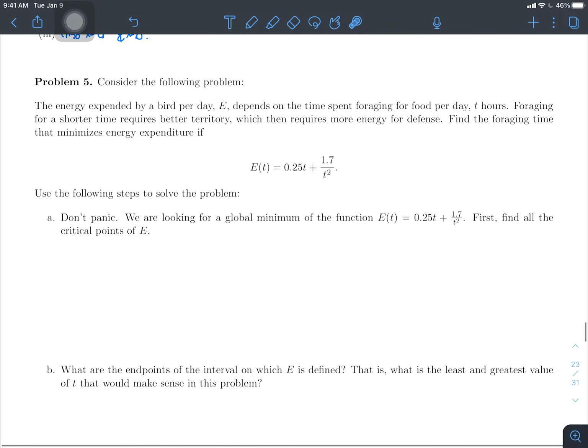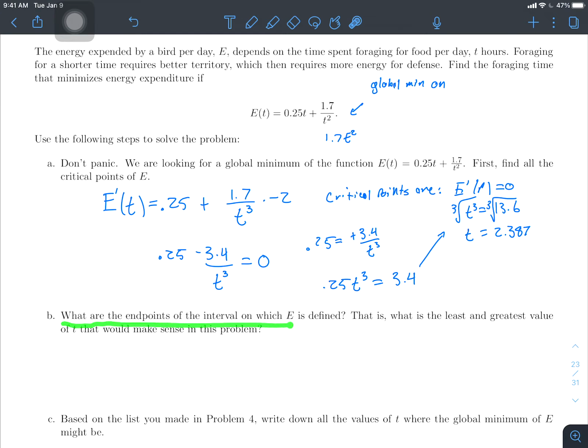And now our next step is to consider what are the endpoints of the interval, right? Because a global min is going to either occur at a critical point or at an endpoint. So what is the least and greatest value of t that would make sense in this problem? Well, I think that the bird is going to have to spend some amount of time foraging for food.